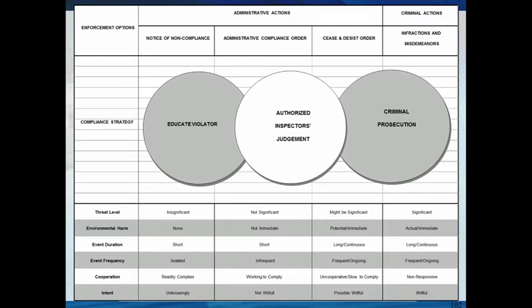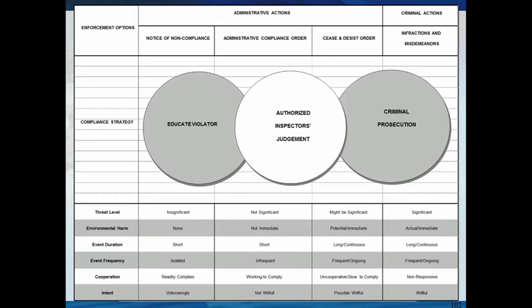mechanisms for enforcement. And this is a graphic that I really like. This has stayed in my kit over time because I think it really shows that there is a lot of professional judgment in what type of enforcement mechanism you choose to use, and it should be based on several different types of factors, and those are laid out here on the left-hand side, where it talks about threat level, environmental harm, event duration, frequency, et cetera.